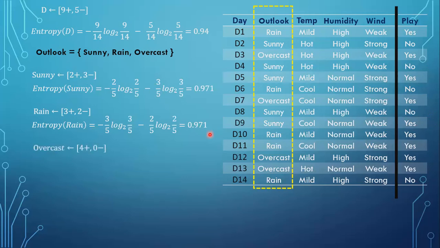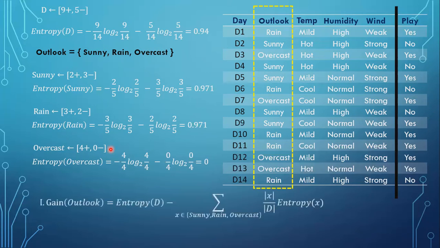For overcast, we have 4 positive examples, but 0 negative examples. Okay. So we have all yes. Overcast, yes. Overcast, yes. Here we go. Overcast, yes, and overcast, yes. Okay. So we have 4 positive examples and 0 negative examples. So entropy will be 0. So that means we are very sure about the label.